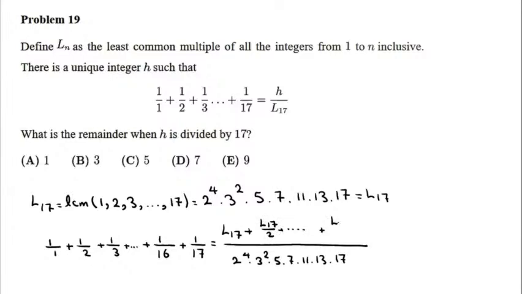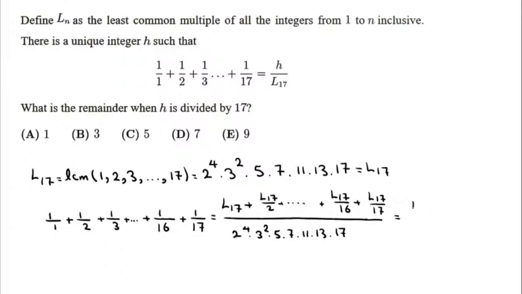And for 16, it will be L17 over 16. And plus, for 1 over 17, it will be L17 over 17. And now, if we calculate this, it is h. The numerator is h, L17. It wants to find the remainder of h when divided by 17.